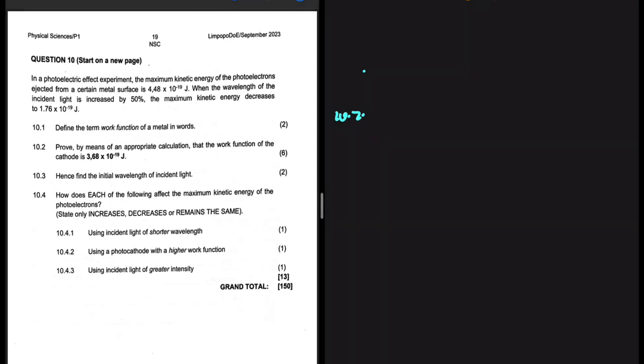When light of an unknown wavelength is shone on the metal, the maximum kinetic energy is 4.48 times 10 to the minus 19 joules. Let's go ahead and set up that equation. We know that Planck's constant multiplied by the speed of light divided by the wavelength is equal to the work function plus the maximum kinetic energy.